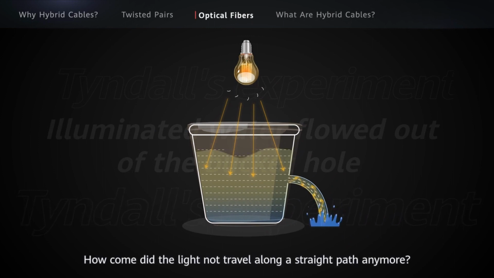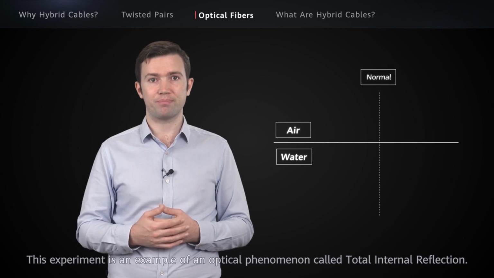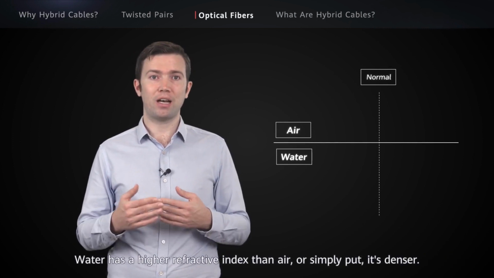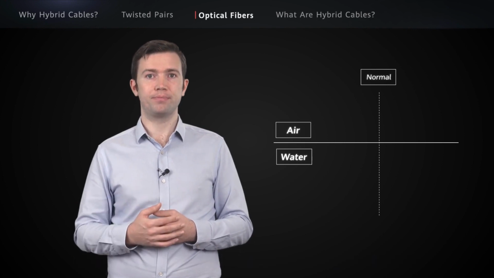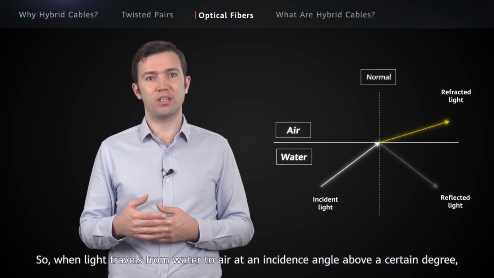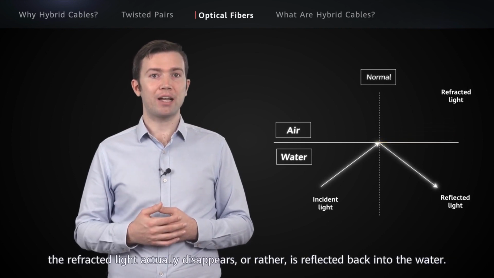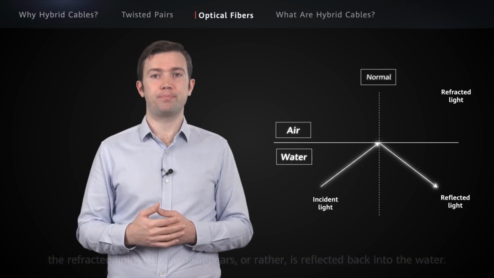How come the light did not travel along a straight path anymore? This experiment is an example of an optical phenomenon called total internal reflection. Water has a higher refractive index than air, or simply put, it's denser. So when light travels from water to air at an incidence angle above a certain degree, the refracted light actually disappears, or rather, is reflected back into the water.